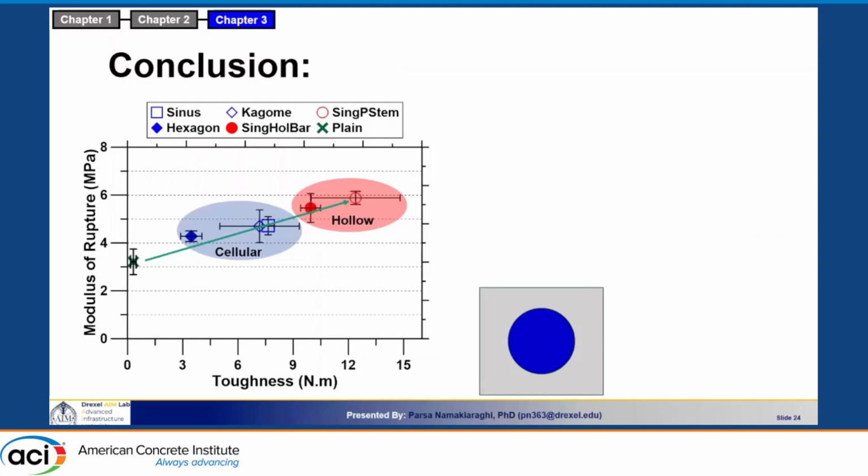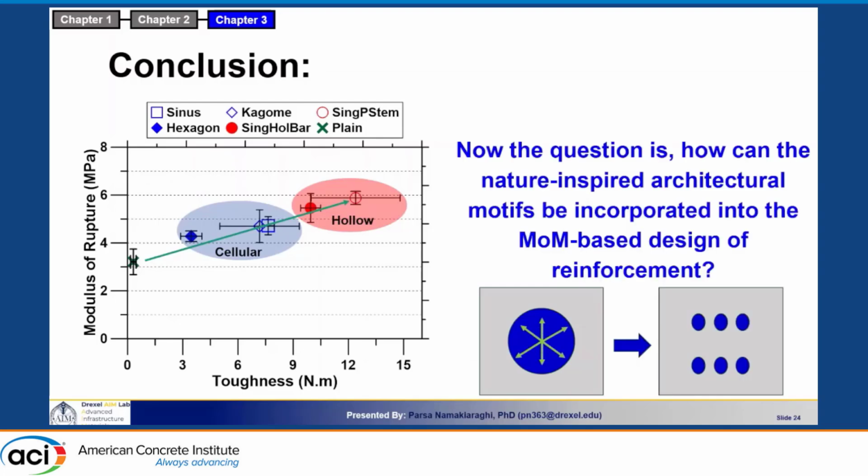The reason that we came up with the idea of integrating this hollow design with what we actually have in mechanics of materials-based design of reinforced concrete was to increase the moment of inertia by allocating material, basically moving the material further from the neutral axis. So this was the next part of this research, which was presented.